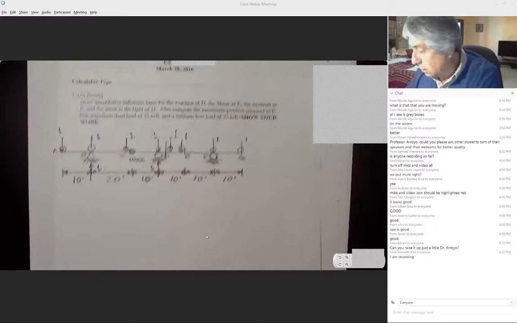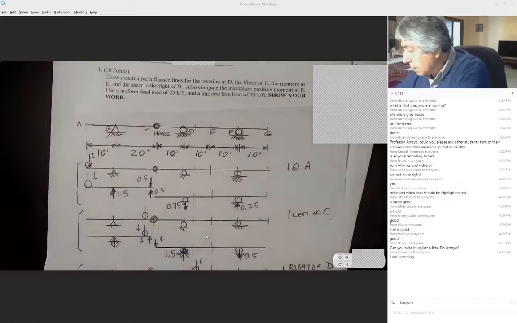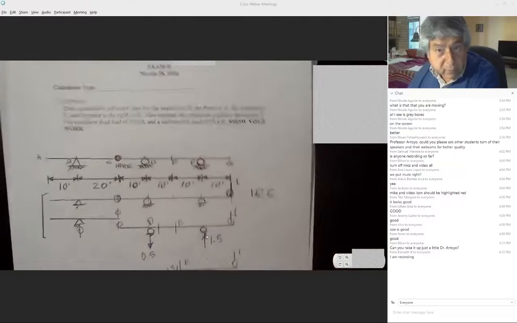The next page that I'm going to be looking at is page number 4. Look for page number 4.